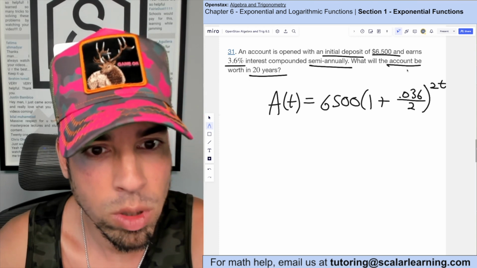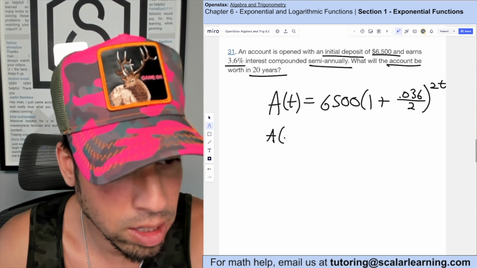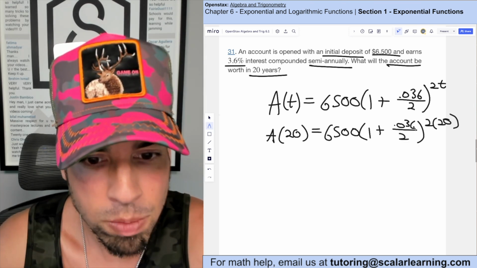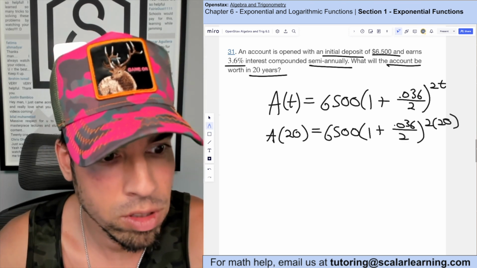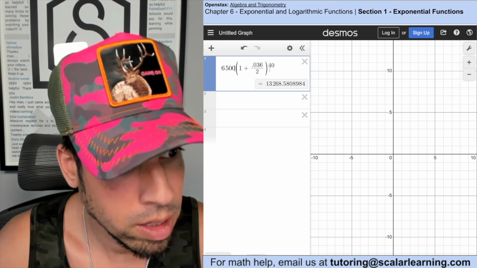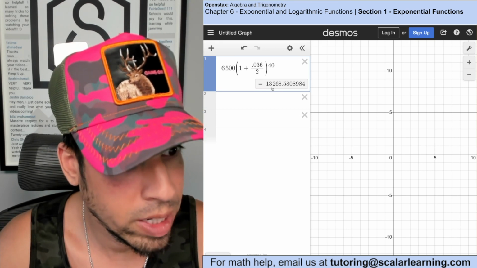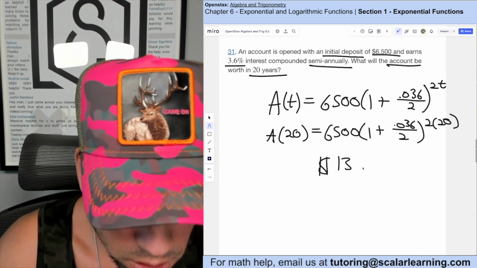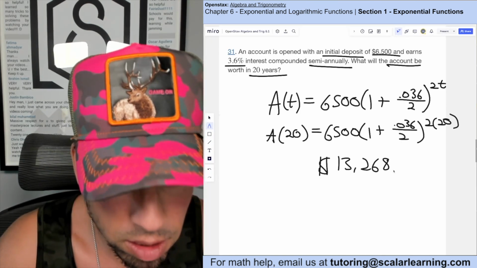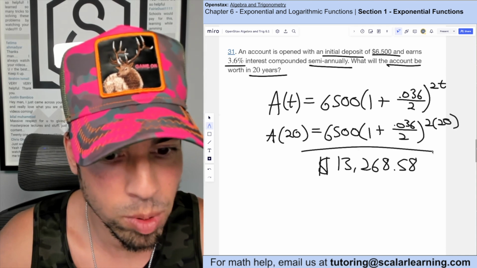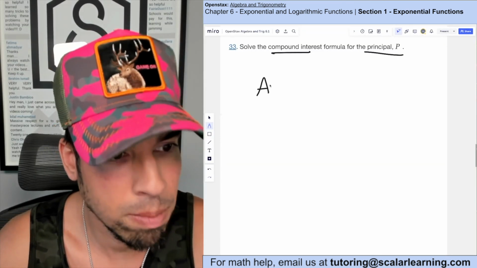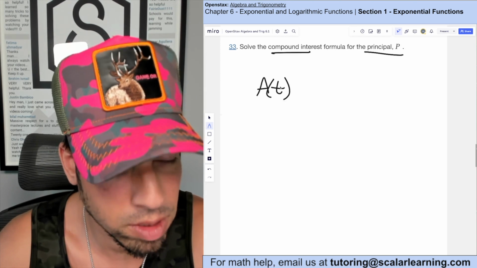Now we're trying to find what's the account value in 20 years. So we're finding the value of A when t is 20. So now we just plug and chug in the calculator and see what we get. So once we plug everything in, as we had written down over here, we get $13,268.58. Boom.